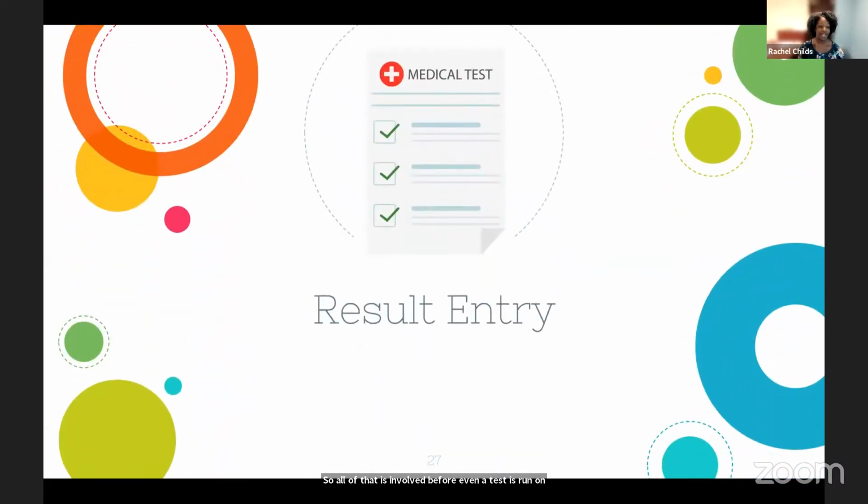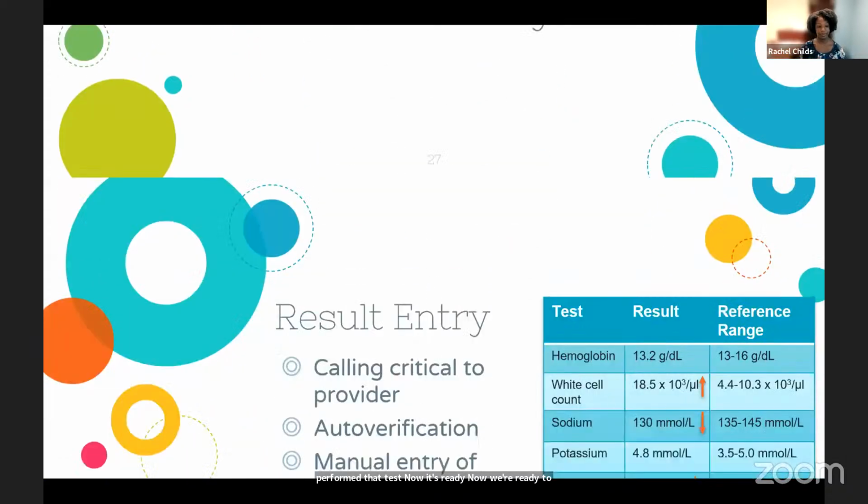Now that we've run our test, we've made sure the sample was of good quality, we made sure our instrument was working properly, and we performed that test. Now we're ready to give the provider the result for that patient.